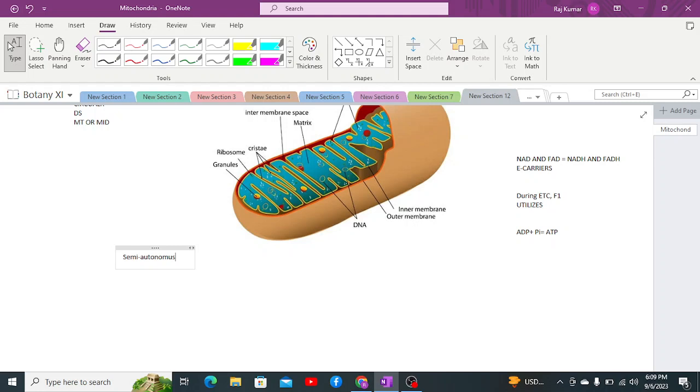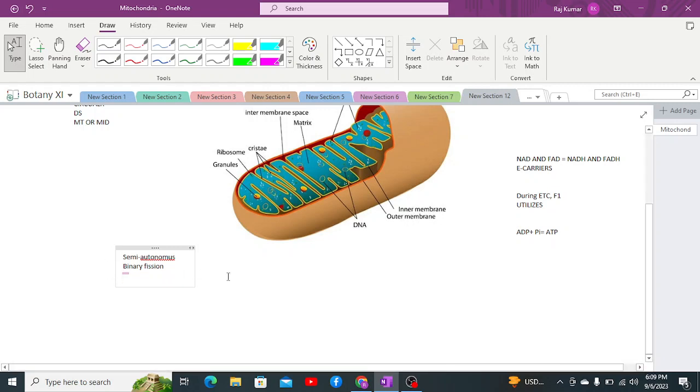Secondly, we have the proteins, and the presence of enzymes, and all of these cause the mitochondria to self-replicate by itself, which means it is self-replicative. It can divide itself on its own through binary fission.